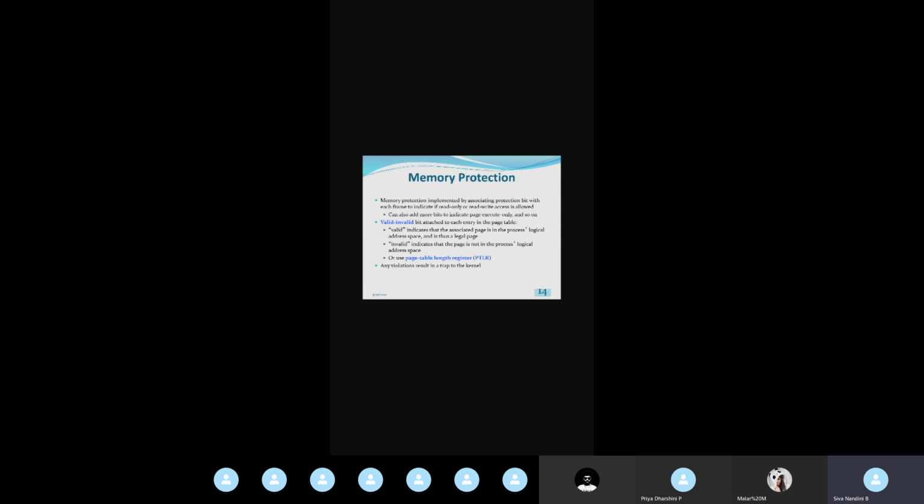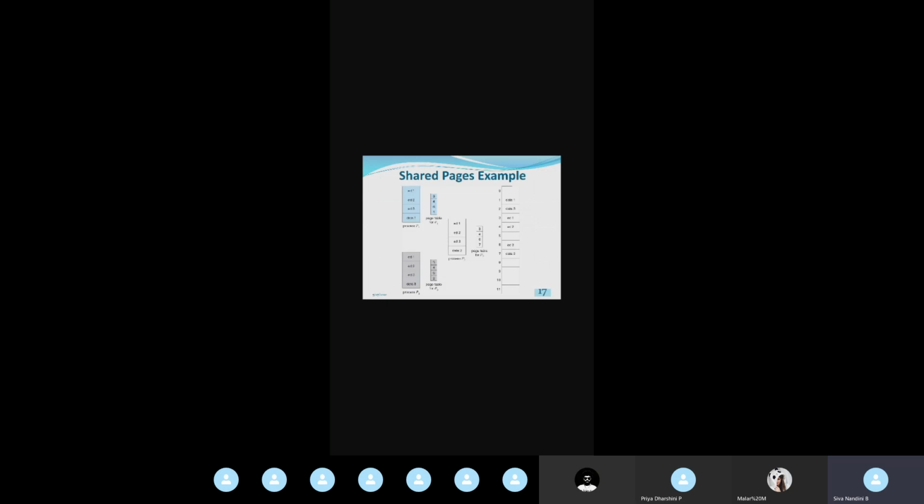Then for memory protection, we saw we are having a valid or invalid bit to say whether that particular page belongs to that process or not. Then we saw about shared pages and private code and data. Shared pages will share the common frame number in the physical memory. Private code and data will have a different frame number in the physical memory.